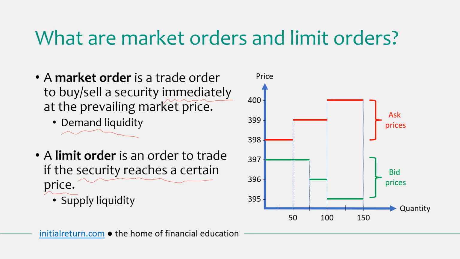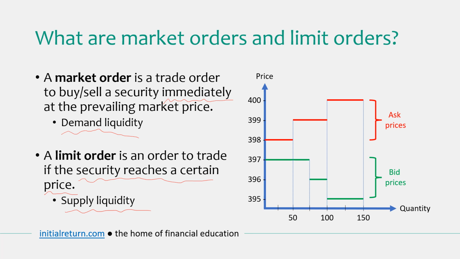Until a limit order is executed, it actually rests in the order book, right? And of course, this can be a buy order or a sell order. And traders who submit limit orders are actually supplying liquidity to the market. Okay? And I'll try to elaborate what I mean by that.